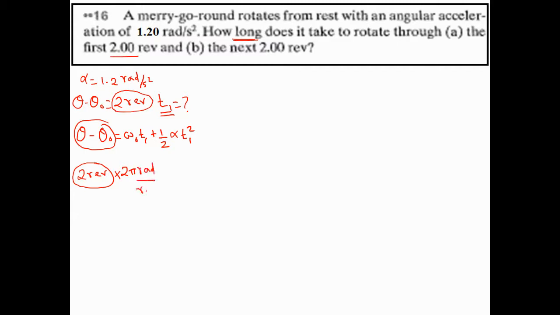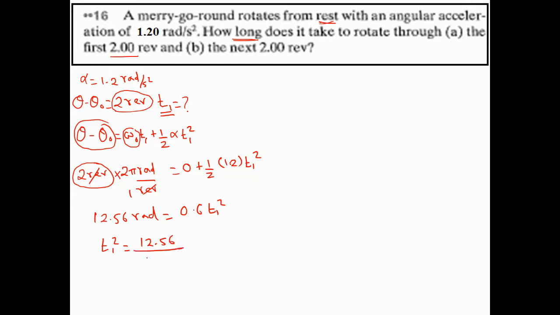One revolution is equal to 2 pi radian. What is your initial angular velocity? Because it starts from rest, it is 0, so this term will go. Plus half, my alpha value is given in the question as 1.2, and then t1 square. Now you can see the revolution units get cancelled. 2 multiplied by 2 pi gives you 12.56 radian, which is equal to 0.6 t1 square, since 1.2 divided by 2 is 0.6. Therefore, t1 square is equal to 12.56 divided by 0.6.